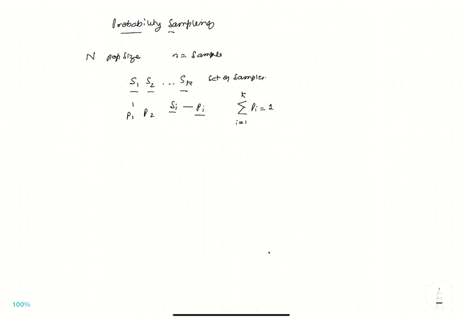This sort of sampling procedure is called probability sampling, because whether or not this particular sample Si is getting sampled from this population of N has a probability associated with it, a Pi. So that is why this sort of procedure is called probability sampling.